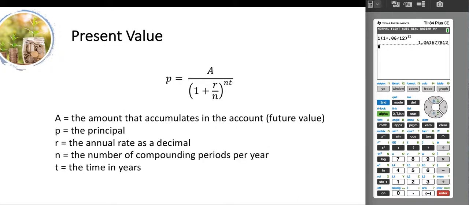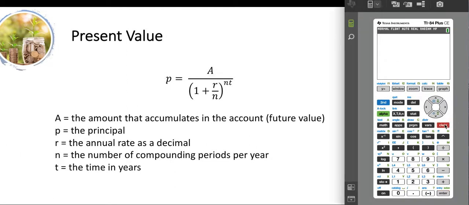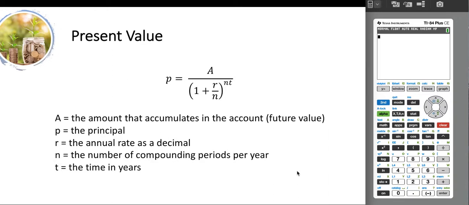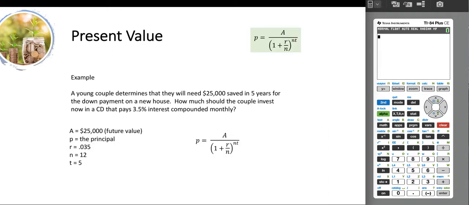Now what we're going to do is talk about present value. The present value formula looks like this. All the variables are the same. What's different is you are now solving for the present value instead of the accumulated amount. Let's look at an example. A young couple wants to have $25,000 saved in 5 years for the down payment on a new house. How much should the couple invest now in a CD that pays 3.5% interest compounded monthly?